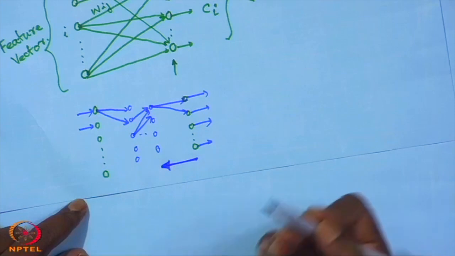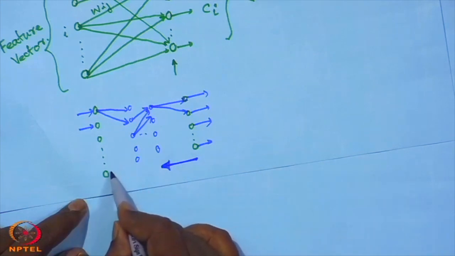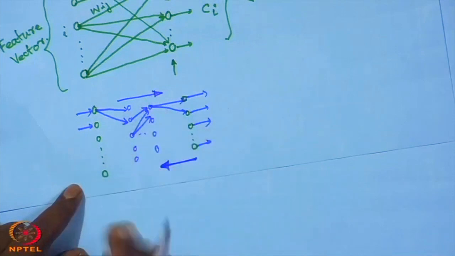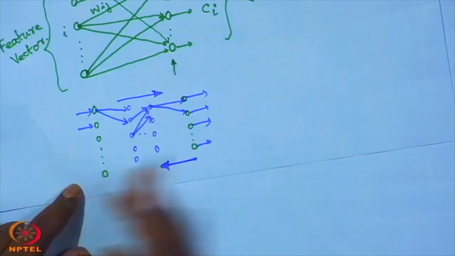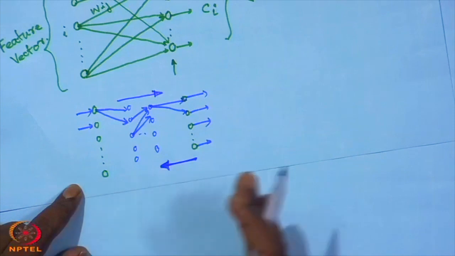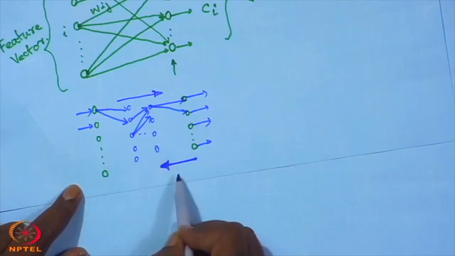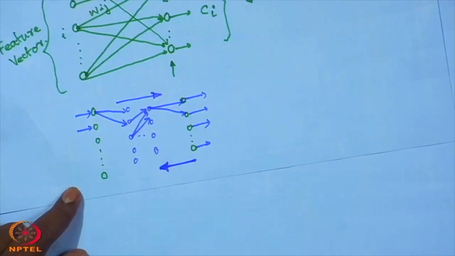But during the classification, the information moves from the input layer to the output layer. So, the information is fed from input to output. So, that is why it is feed forward network, whereas the learning algorithm is called a back propagation learning algorithm.